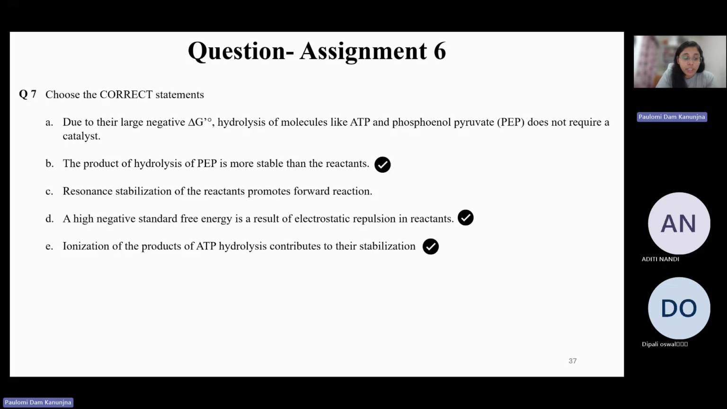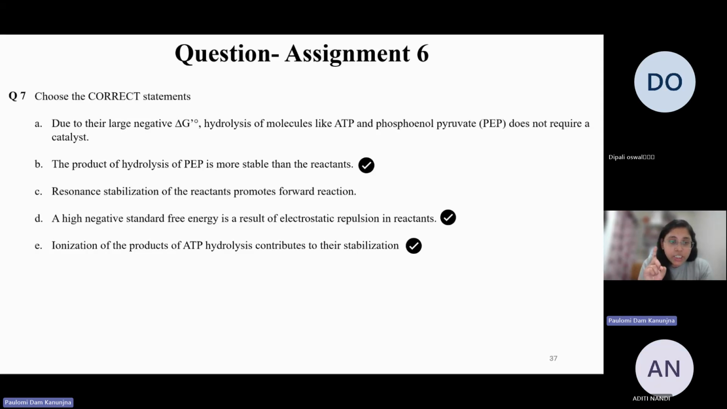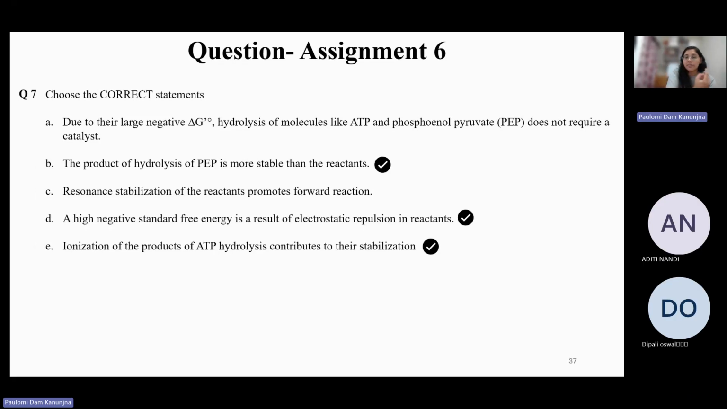Okay. The second one is correct. The product of hydrolysis of PEP is more stable than the reactants. So when you hydrolyze PEP, you get pyruvate and inorganic phosphate, which are more stable due to resonance and tautomerization. So these products are more stable than PEP. The third one says resonance stabilization of the reactant promotes the forward reaction. Not the reactants, but resonance stabilization of the product. Because when the product is stabilized, that is when the reaction will take place, right?